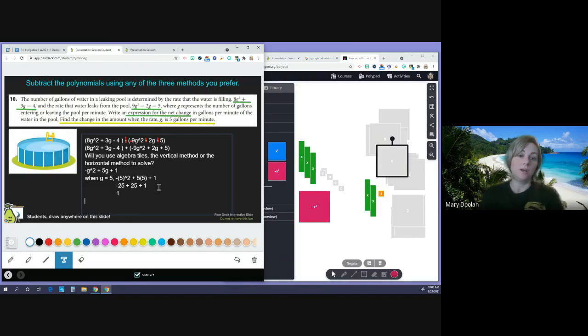Okay, so last part here, I know I'm a couple minutes over. At a rate of 5 gallons per minute, the change of the volume will be 1 gallon per minute. Right, and that is it.